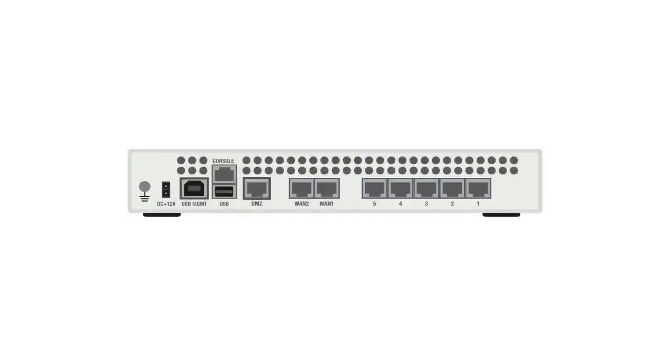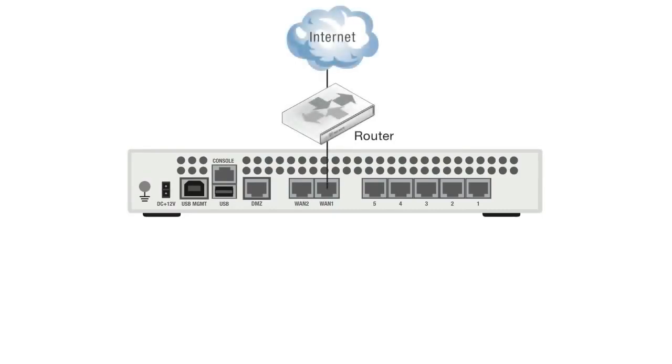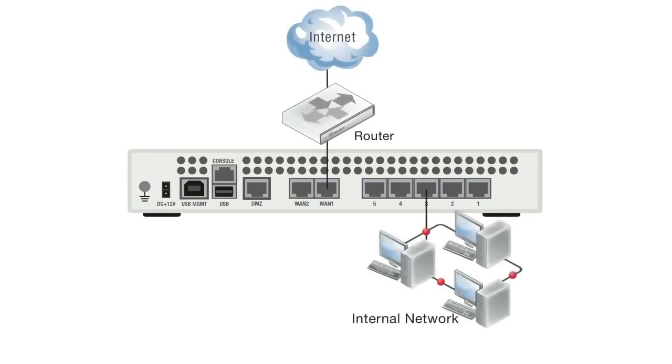Connect the FortiGate unit between the network and the router. Connect the WAN 1 interface to the router internal interface. Connect the internal network to the FortiGate internal interface. Now power on the FortiGate unit.